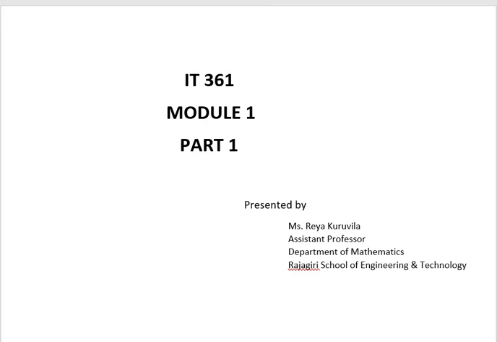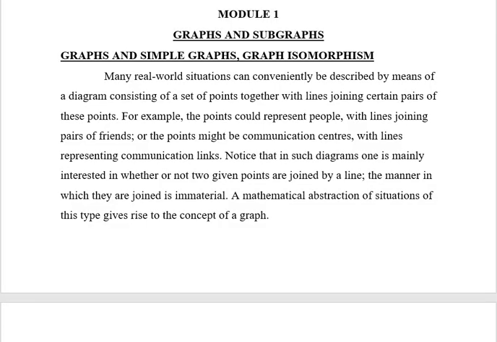IT361 Module 1 Part 1. The first module comprises graphs and subgraphs. First, we are going to see specifically graphs and symbol graphs, graph isomorphism.